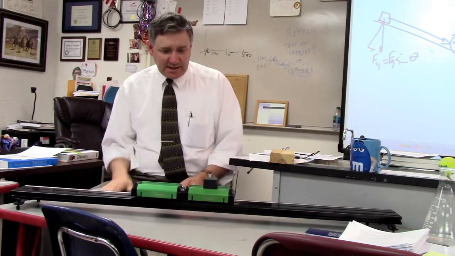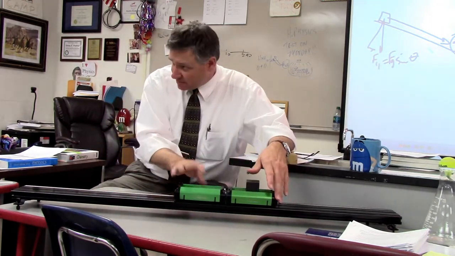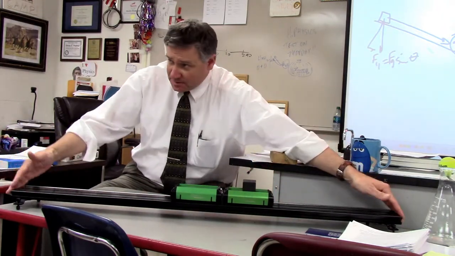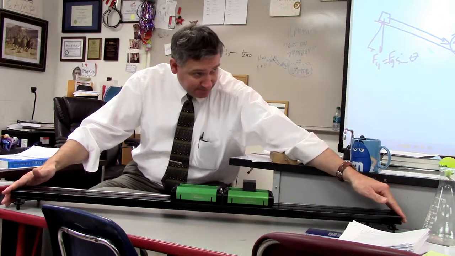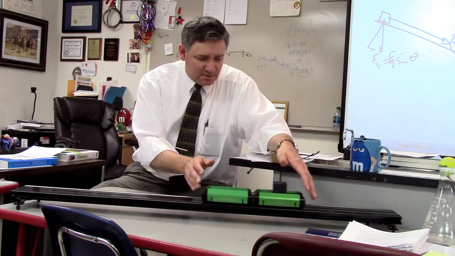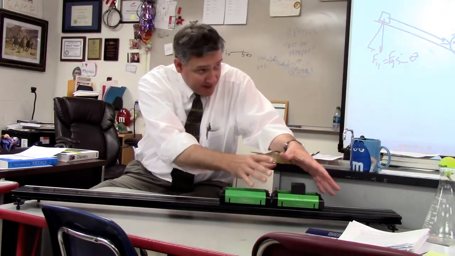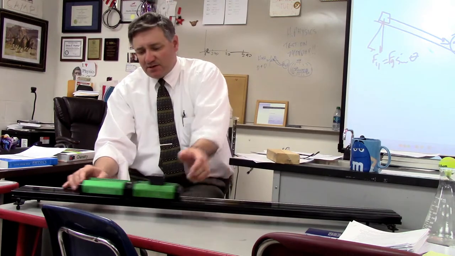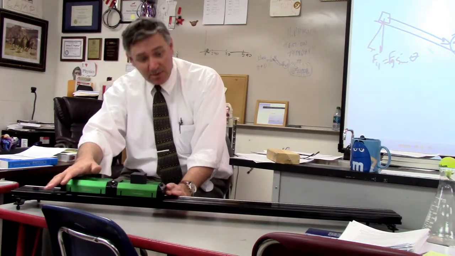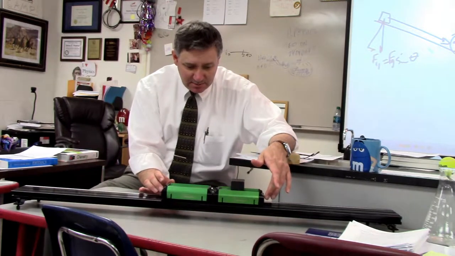So here's the basic idea: you want to adjust the position of these carts so that they hit the edges of the ramp at the same time. So here's the question. Do I want to start it closer to this end where I've got the big mass? Do I want to start it closer to this end where I have a little mass? Or since forces are equal and opposite, I want to start it right in the middle.